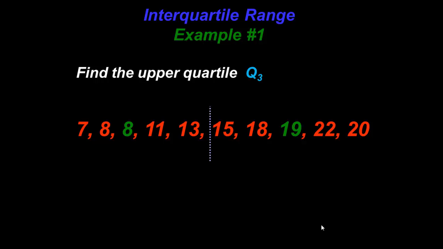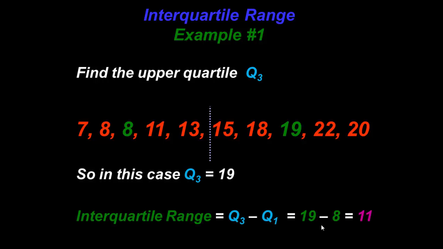It's the difference between Q3 and Q1, between the higher value of the quartile and the lower value. So it's 19, take away 8, which is equal to 11. So our interquartile range for this data set is 11. That's pretty straightforward with a small data set, pretty straightforward when the data set has an even number of values. Let's see what happens when instead of an even number of values you have an odd number of values.